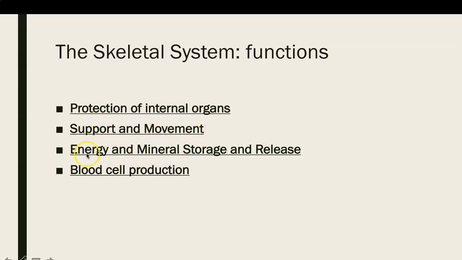Energy and mineral storage. Let's begin here with energy. The bone is a place in which you can store excess fat. Many people would not know that, but if you were to cut into cross-section one of the long bones, one of the things that you'll find in the middle of the shaft of a long bone is what we call yellow bone marrow. Basically all that yellow bone marrow is a bunch of adipocytes. Those are the cells that store lipid. And it's just a place in which you can store excess fat for use later when you need it.